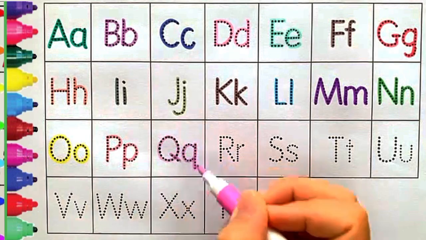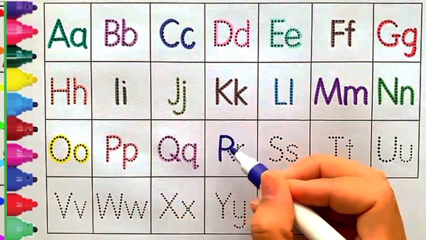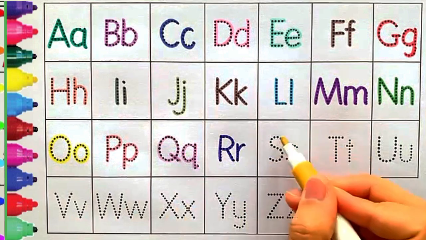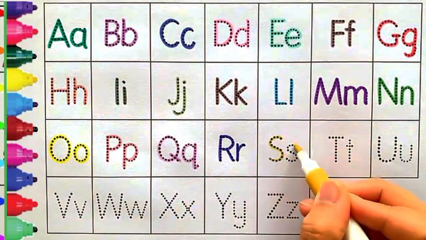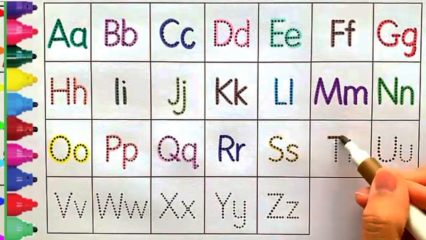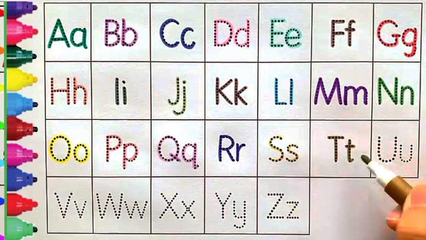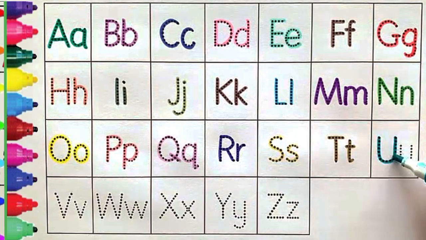Q for quail. R. R for rabbit. R for rose. S. S for sparrow. S for sun. T. T for tomato. T for tortoise. U. U for unicorn.